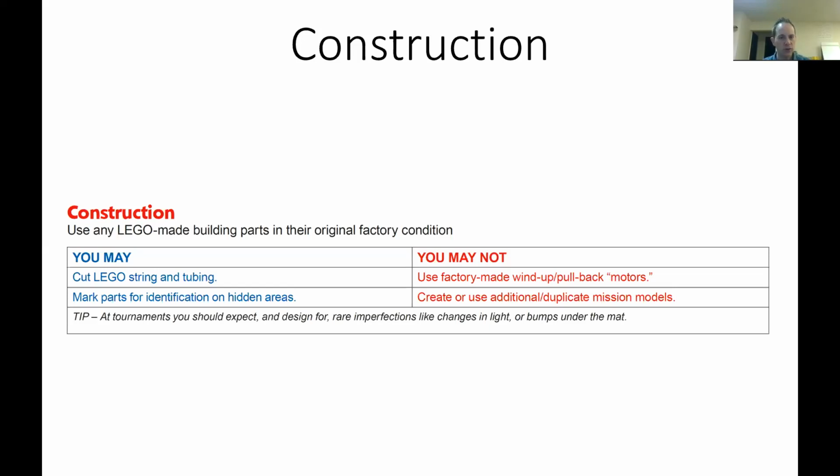So you can use any Lego-made building parts in their original factory condition. That means you can't cut something off of a plastic piece or otherwise modify the building parts. There is Lego string, and you're allowed to cut the Lego string and tubing and obviously tie knots in string. But you're not allowed to use non-Lego string.